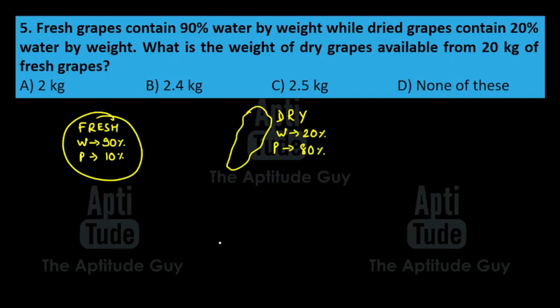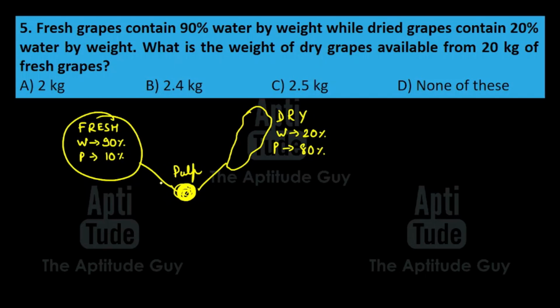Now let me ask you a very simple question. In fresh grapes, pulp is 10% and in the dry grape, pulp is 80%. Does this mean that in dry grapes, there is more pulp? Absolutely not. The pulp stays constant. The only thing that changes is the water content. Over here, water is 90%. Over here, water is only 20%. The water became less. That's it. The pulp stayed constant. So that means whatever pulp we extract from both these grapes is the same. That is the basis of our equation.